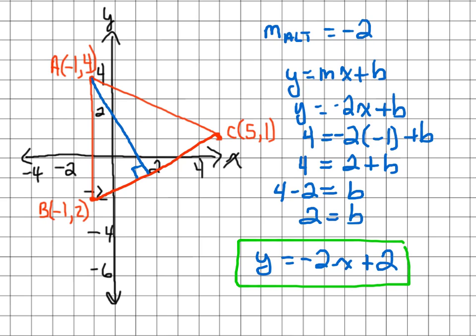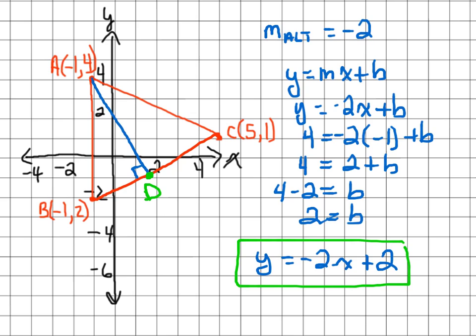So what we're going to do now is, we've got the equation of the altitude, but I actually want to find what the altitude really is. What is this length, or what is this height? In order to determine the height, we are going to need to know what this point here is. I'm going to just label that D.